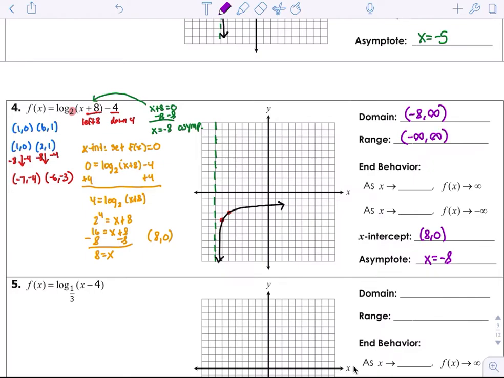All right, and end behavior. When f of x is approaching infinity, it's really over here, and that's when x is approaching infinity. Now for this one, as f of x approaches negative infinity, it's down here. So that's when x is approaching the asymptote -8 from the right-hand side. Okay.